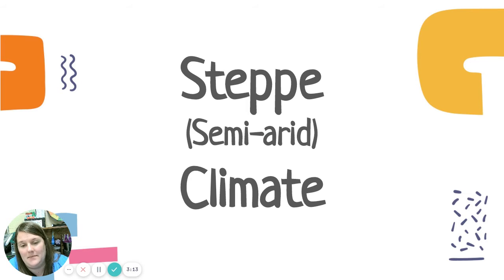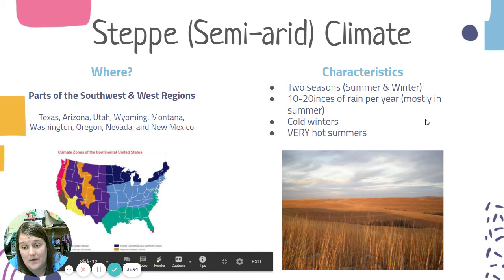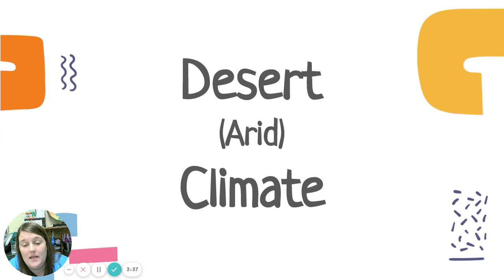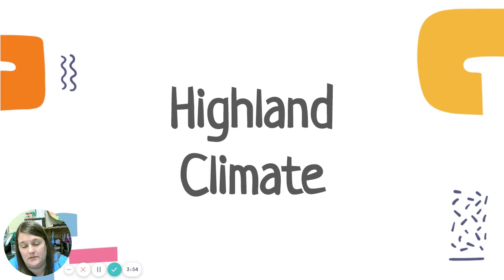So next we have our steppe climate, or semi-arid. We're going to get this in parts of the southwest and west regions. Here we're going to get 2 seasons, summer and winter, about 10 to 20 inches of rain per year, mostly in the summer. Cold winters, very hot summers. So this is going to be like your Arizona, Texas weather, super, super hot. Next, we have our desert or arid climate. This is going to happen in our southwest region, which is going to be parts of Texas, Arizona, California, Nevada, Utah. Again, we know what a desert is. Less than 10 inches of rain per year. It's always dry. 2 seasons, summer and winter.